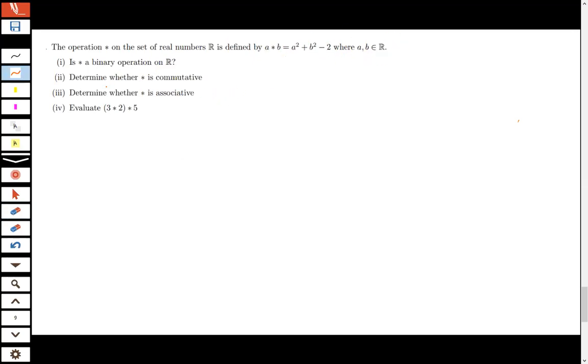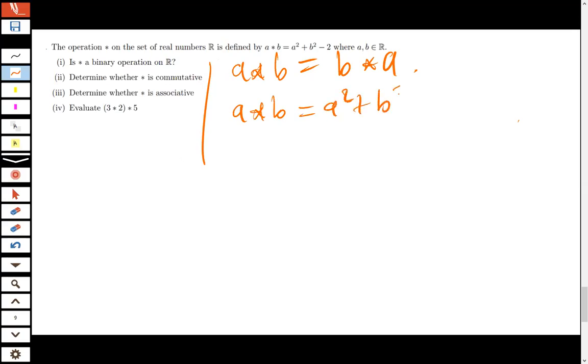So we move on to determining whether star is commutative. This one you can either use numbers, or if not numbers, you can use letters. So let us use letters. For commutative, we know that A star B should be equal to B star A. So A star B has already been given in the question, which is just A squared plus B squared minus 2. Now let us find B star A.